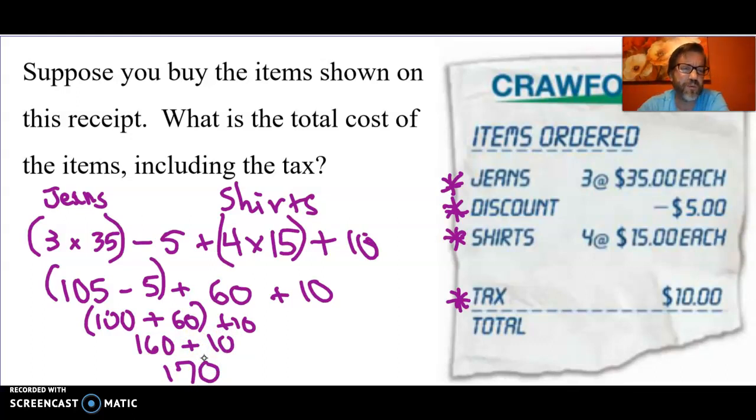Now, that's our answer, but I'm going to add one more thing to my answer. See, this is a money problem. We're looking for the total cost for all these items. And this is dollars, so I'm putting a dollar sign out in front. And that right there is the total cost for all of this.